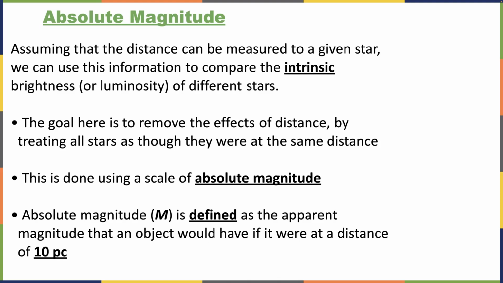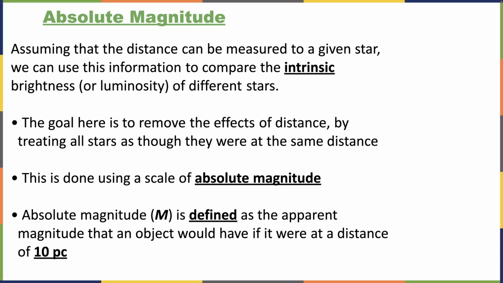If you assume that the distance can be measured to a given star, then we can use this information to compare the intrinsic brightness of different stars. Now, previously, the problem was that we did not have any idea about the distances to these stars. So we had to just use the apparent brightness.